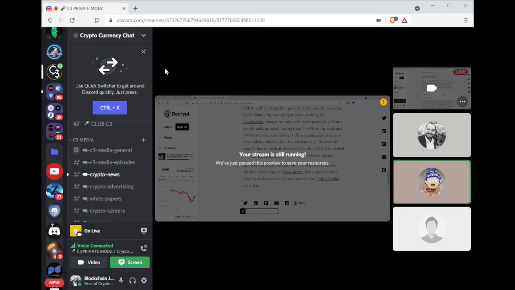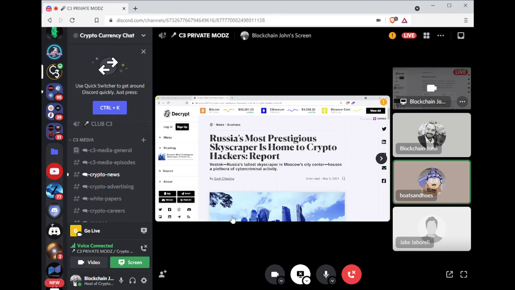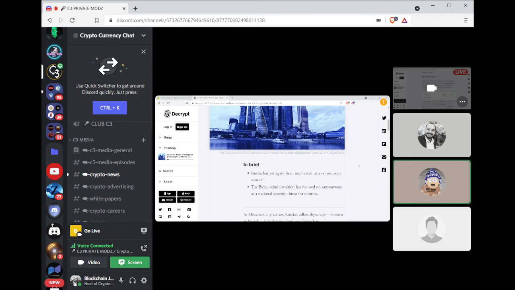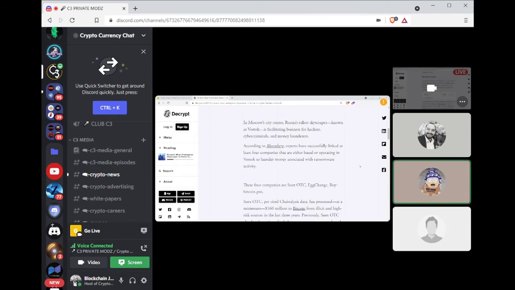So this next article is also by Scott Cipollina, and it's: Russia's most prestigious skyscraper is home to crypto hackers, report. Okay, so definitely Russia knows how to treat their hackers. In brief, Russia has yet again been implicated in a ransomware scandal. The Biden administration has focused on ransomware as a national security threat for months. In Moscow's city center, Russia's tallest skyscraper, known as Vostok, is facilitating business for hackers, cyber criminals, and money launderers. According to Bloomberg, experts have successfully linked at least 4 companies that are either based or operating in that tower to launder money associated with ransomware activity.